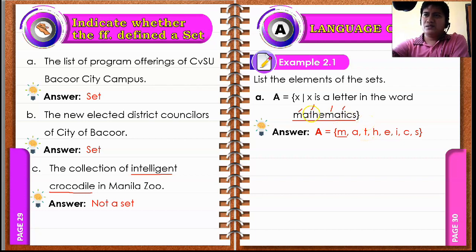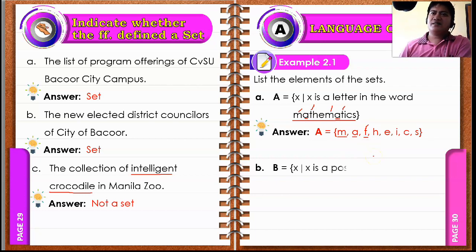So M and T will be written only once. Take note of that. Therefore, the set A is equal to M, A, T, H, E, I, C, S. Same also with the letter A. Letter A appeared twice, so you only need to write it once. Okay, so that's it.